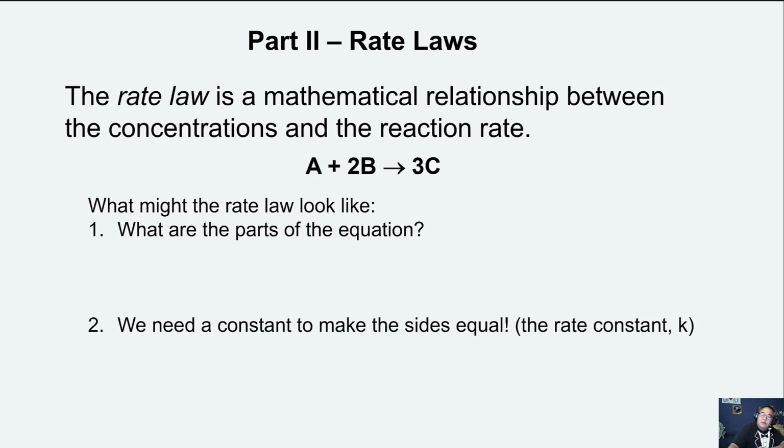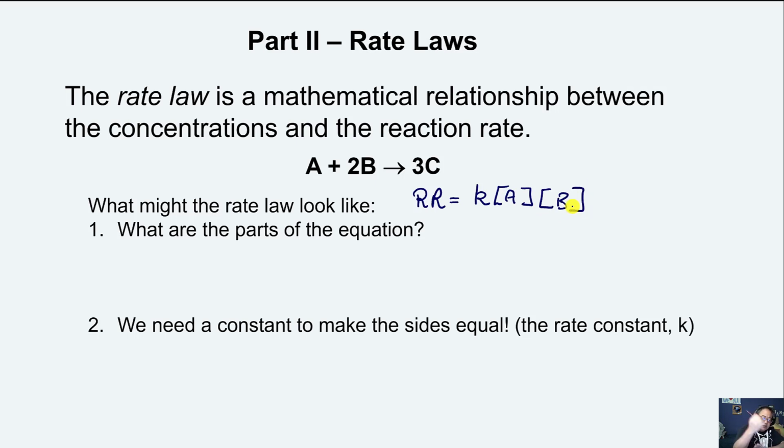Well, let's say this is our reaction that's right here, right? A plus 2B goes to 3C. A rate law might look, for example, like this. So this reaction rate, right, is equal to K times the concentration of, let's say, A times B. It might look like that.